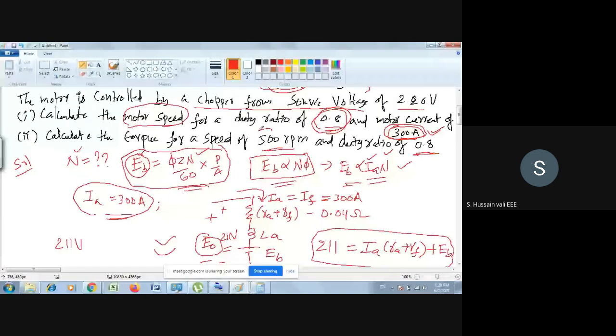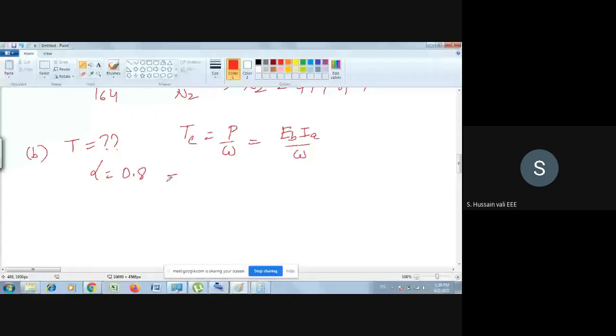The next one is this one, 0.8. So the duty ratio is 0.8, so alpha is equal to 0.8. So what is the answer? We got E naught. E naught is equal to alpha into EA, alpha into 220. So we got the same answer, 176 volts. So E naught we got the same.